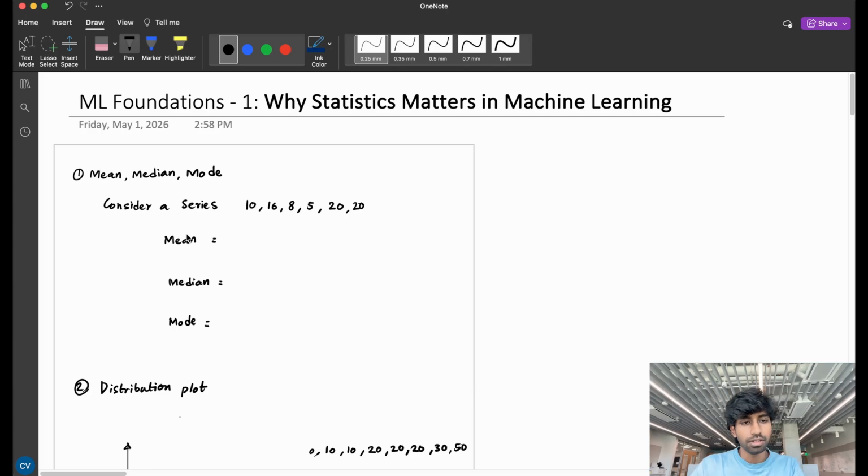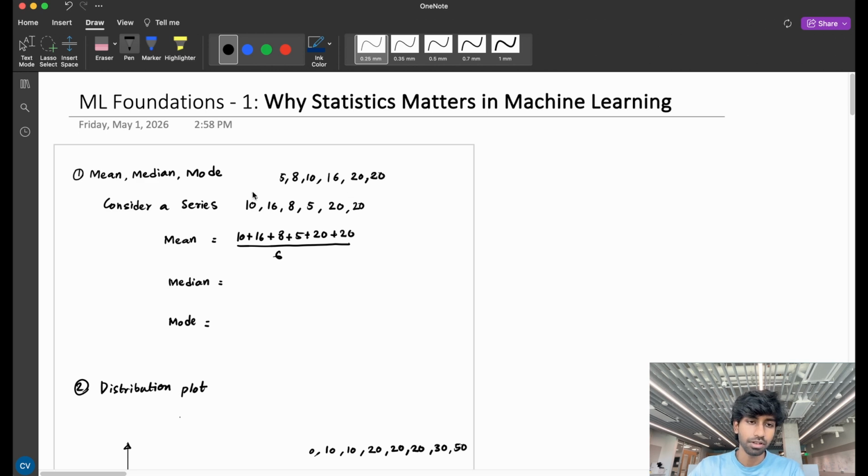Here we have a series of numbers which are 10, 16, 8, 5, 20 and 20. If someone asks you to calculate the mean for this, it would simply be the addition of all these, and we divide it by the number of elements in the series, which is 6. And if someone asks us to calculate the median of this series, we can do a simple thing here. We can sort this entire series.